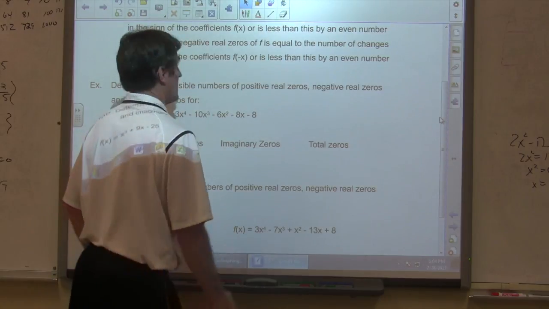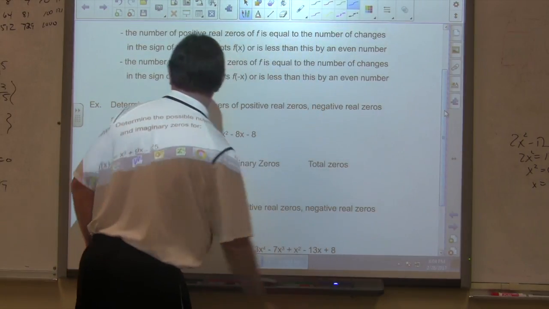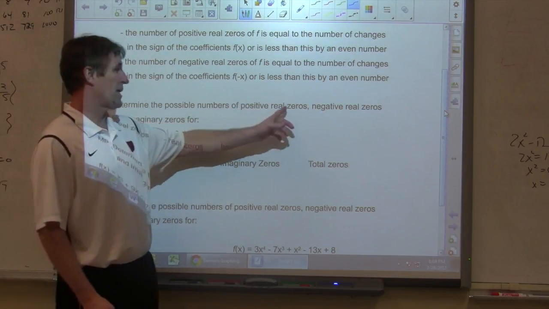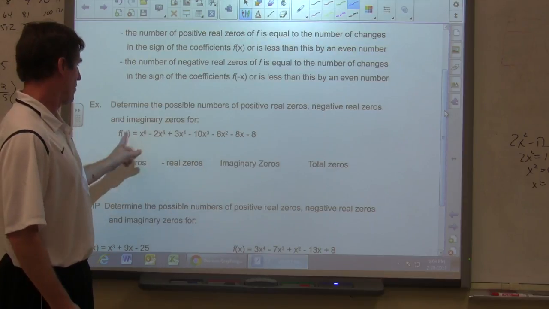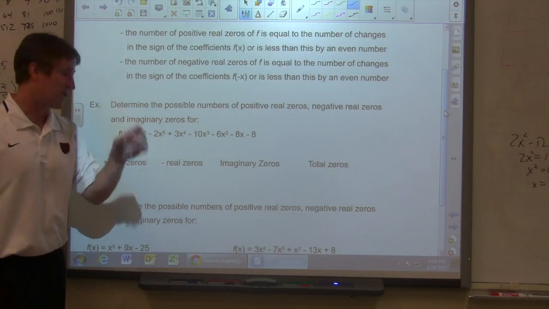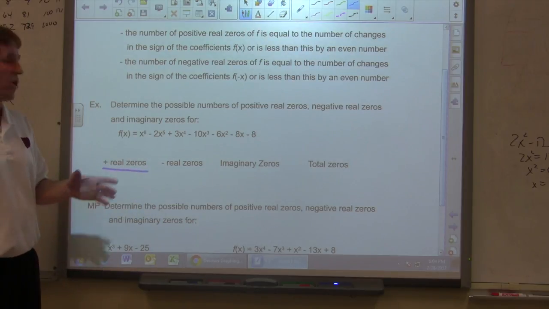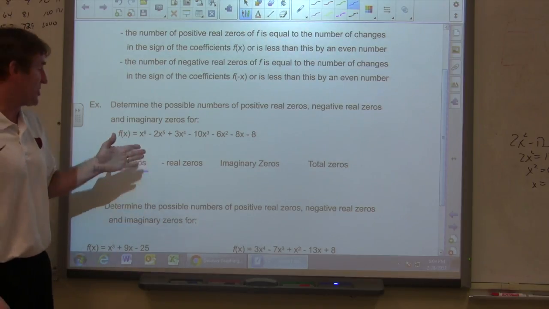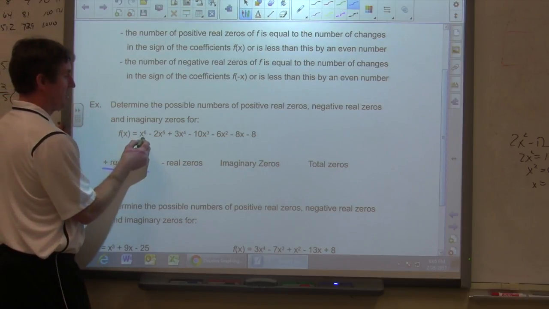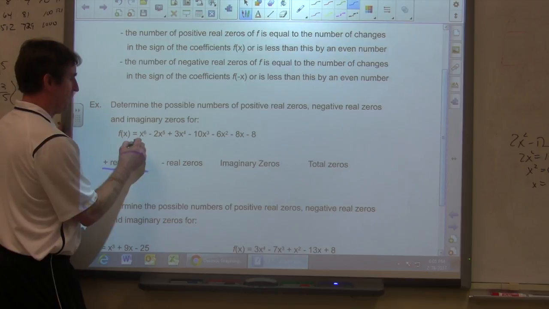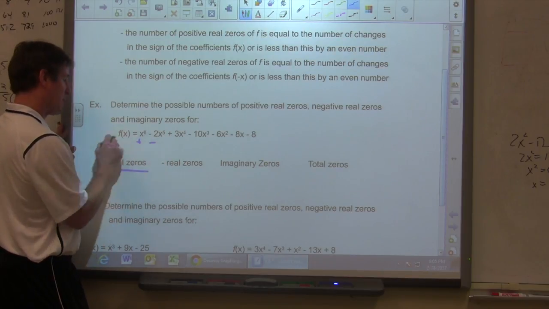So here's what this means. It says determine the possible numbers of positive real zeros, negative real zeros, and imaginary zeros for this function. Let's do the positive ones first. For the positive ones, all you do is count the sign changes in the coefficients. We start here, it starts positive and goes to negative. So it was positive, it's now negative, that sign changed. So that's one sign change.